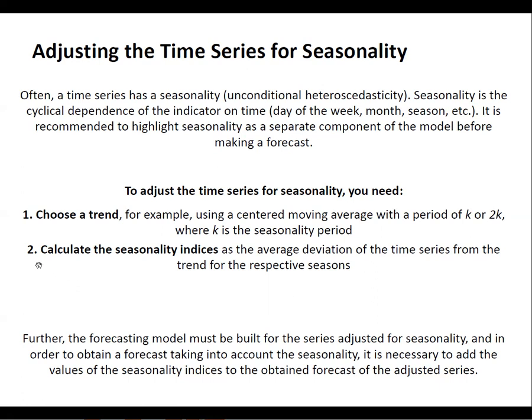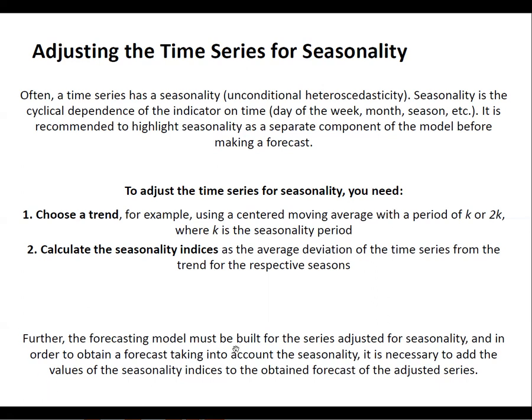And the second step in seasonal adjustment is the calculation of seasonality indexes. They are calculated as the average of the deviations of the time series from the trend for the respective seasons, that is, months or quarters. Further, we build a forecasting model for the seasonality adjusted indicator. To obtain a seasonality adjusted forecast, we add the value of the seasonality index for each month to the resulting forecasts.